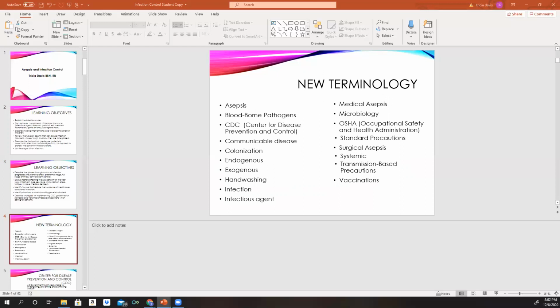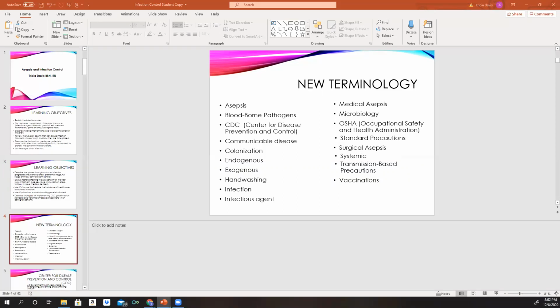We have bloodborne pathogens. We have the CDC, which is short for the Center of Disease Prevention and Control. We have communicable disease, colonization, endogenous, exogenous, hand washing, infection, infectious agent, medical asepsis, microbiology, OSHA, which is the Occupational Safety and Health Administration, standard precautions, surgical asepsis, systematic, transmission-based precautions, and lastly, vaccines.